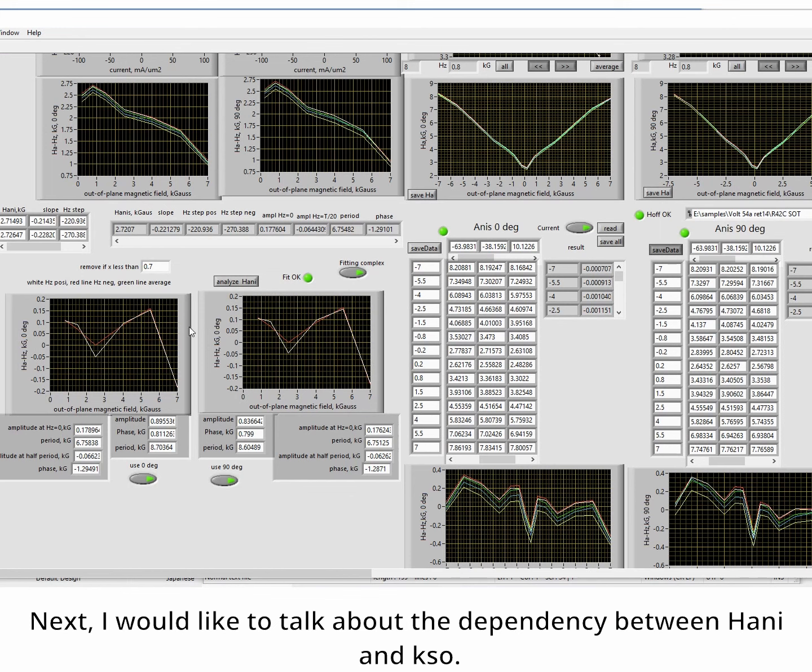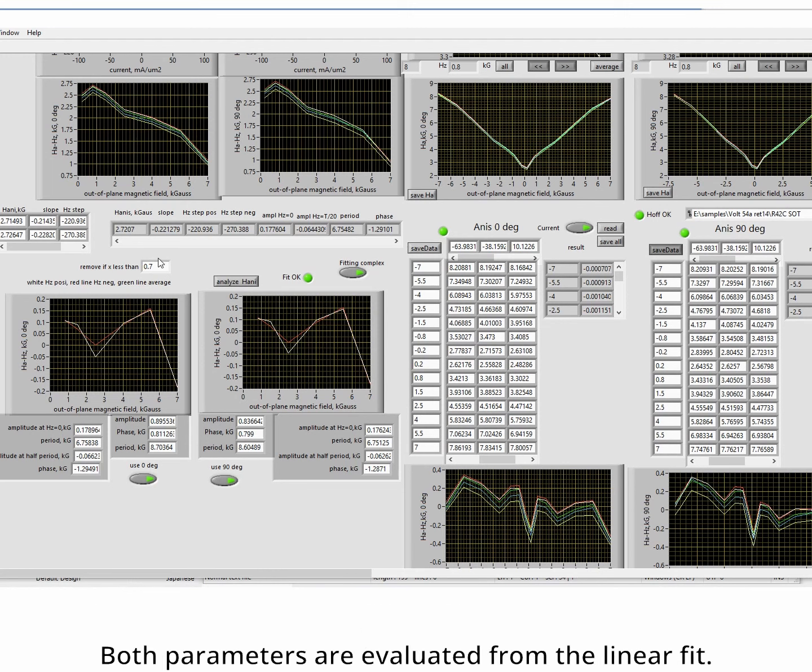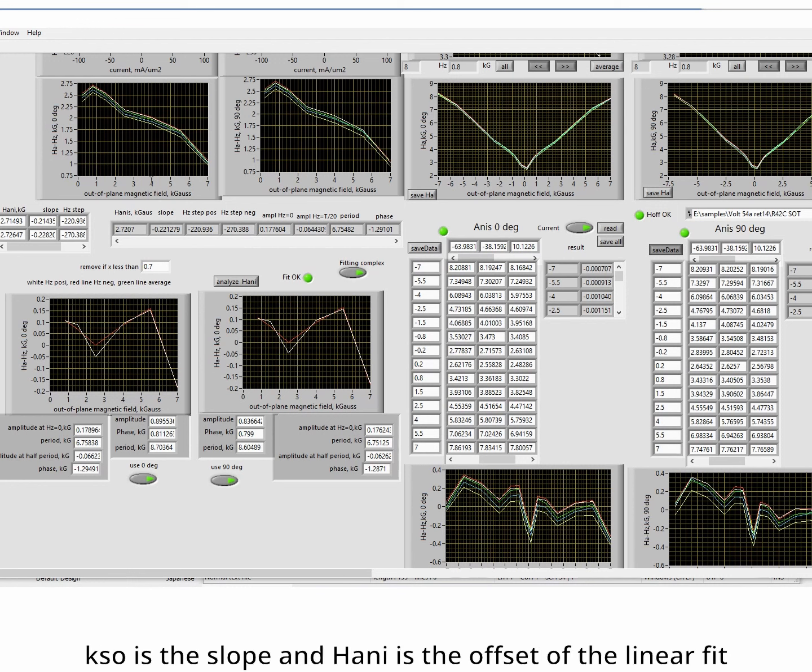Next, I would like to talk about the dependency between anisotropy field and coefficient of spin-orbit interaction. Both parameters are evaluated from the linear fit. Coefficient of spin-orbit interaction is the slope here, and the anisotropy field is the offset of the linear fit, so here or here.